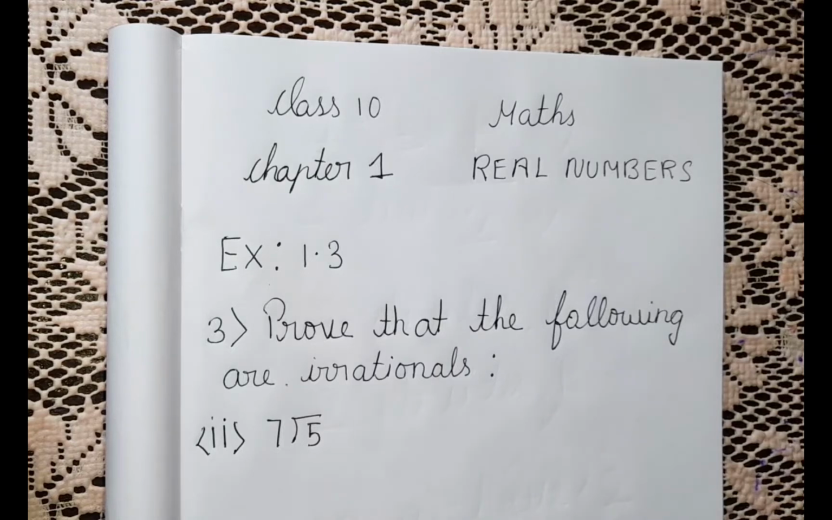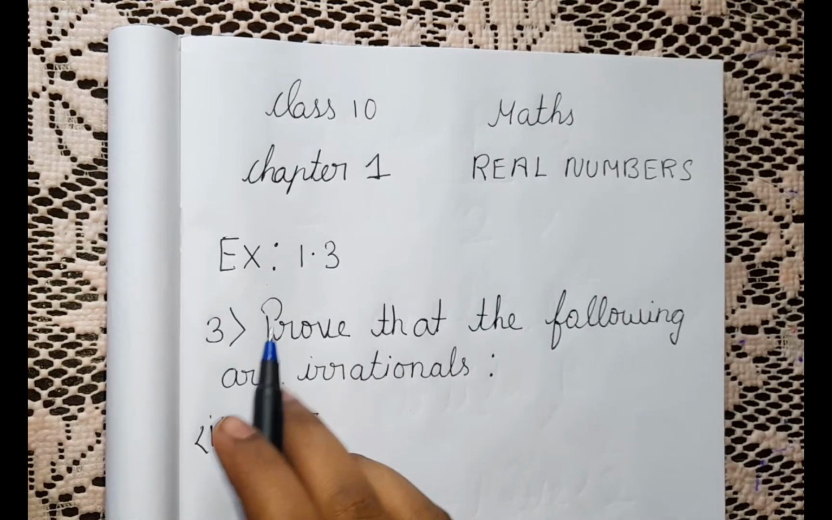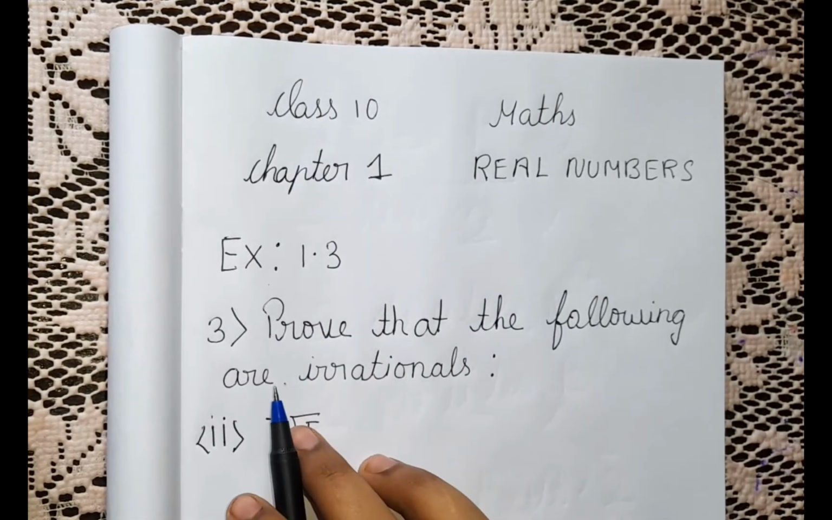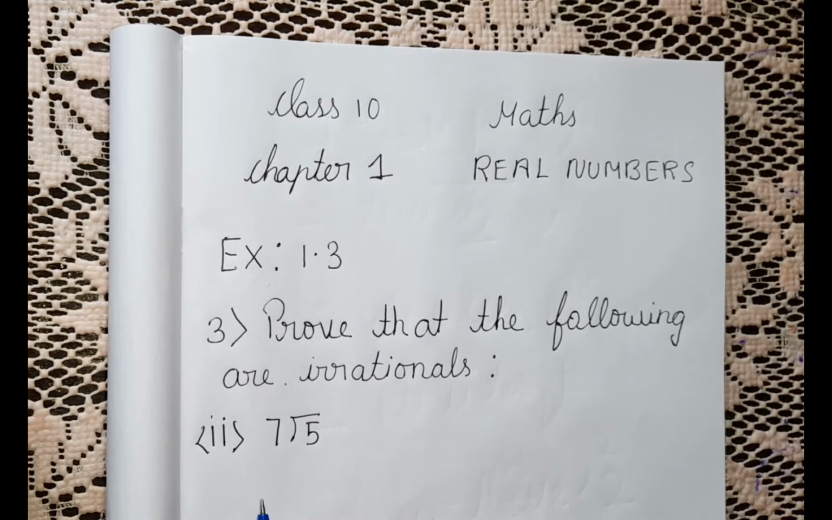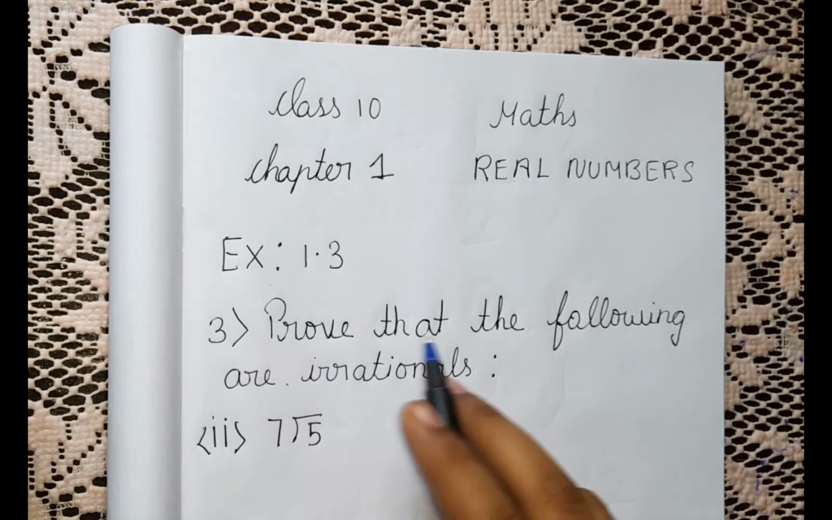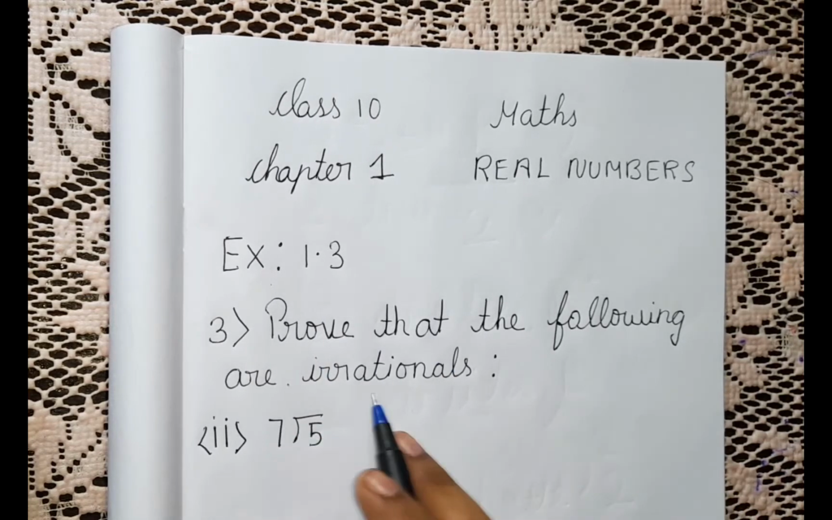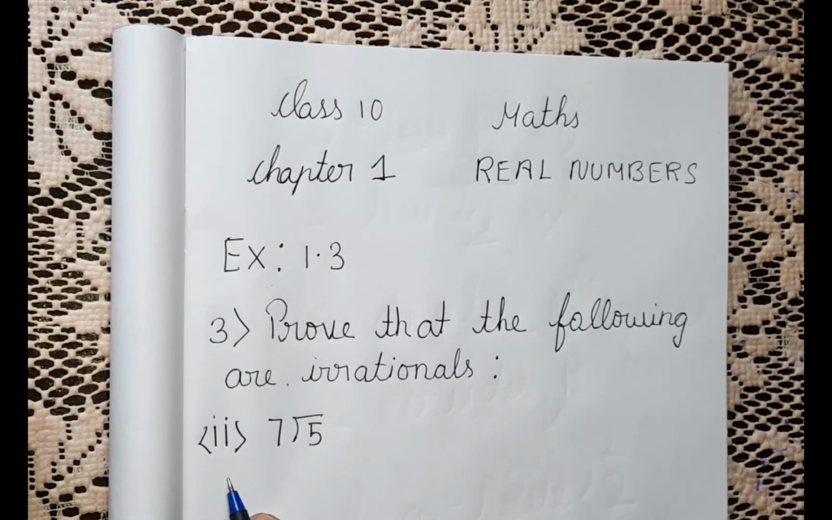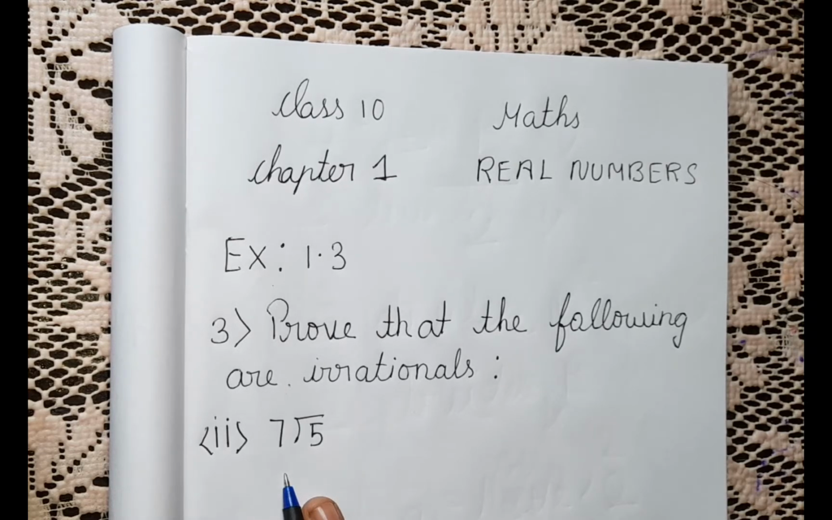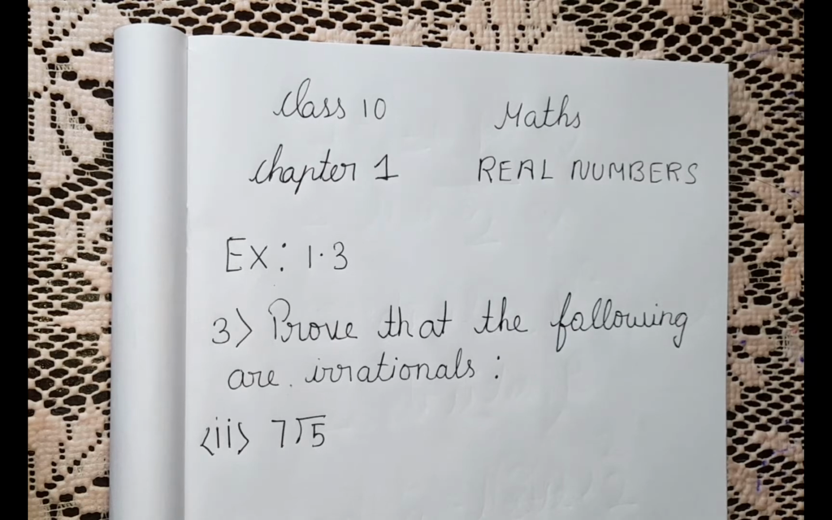Okay guys, today we are going to be learning exercise 1.3, third question, second subdivision. So now let's read the question. The question is, prove that the following are irrational. The second subdivision is 7 root 5. Okay, so this is the question.